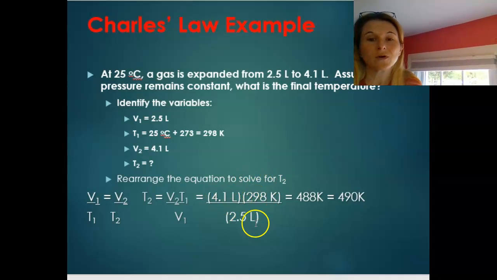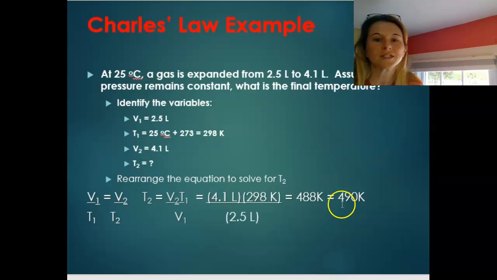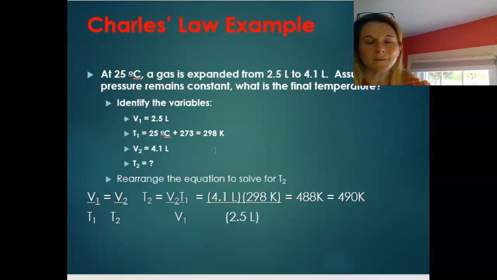And so here we're filling in our information, and when we solve, we get 488 Kelvin, but that's not sig figs, so we take it to 490 Kelvin, which indeed, when we look back at our original 298 Kelvin initial temperature, our temperature did increase just like the volume did. All right, so that's it for Boyle's and Charles' law, and we'll do some practice problems together.